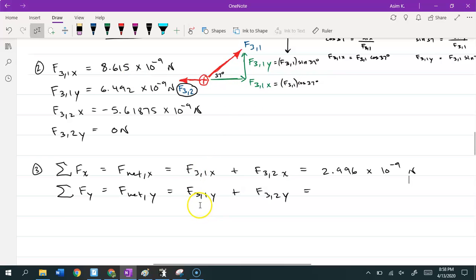The net force in the y's, we don't need to pick up a calculator, because if you think about it, F32y, the force felt by 3 because of 2, is actually 0 newtons. So really what's left over is the answer, and the answer is written right up here in that second row. So we've got 6.492 times 10 to the power negative 9 newtons. I understand it's a difficult and long problem, but isn't this something you've done before? Isn't breaking down components something you have actually gone through before?